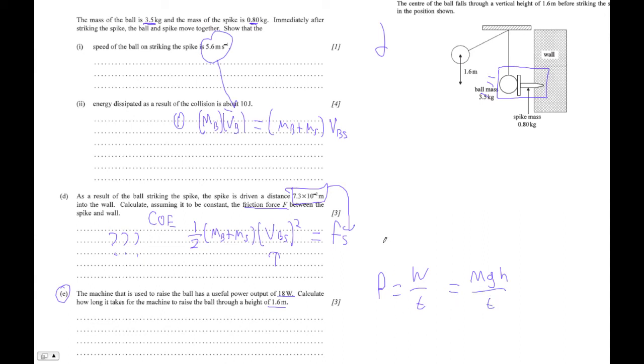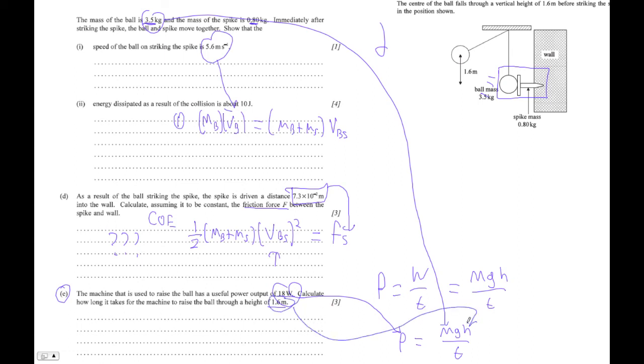So you can just plug this in. Power is mgh divided by t. The power is going to be the 18 watts, right? m is going to be the mass of just the ball, right? g is 9.81. The height is 1.6, right? You know everything but the time, so figure out the time. It's between 3 and 4 seconds.